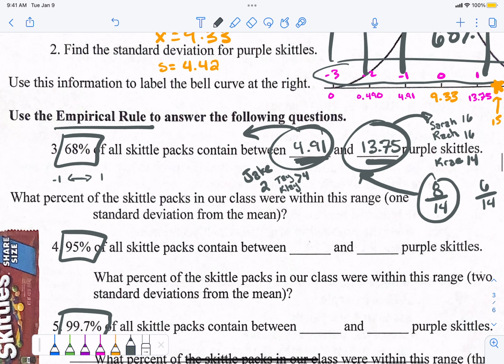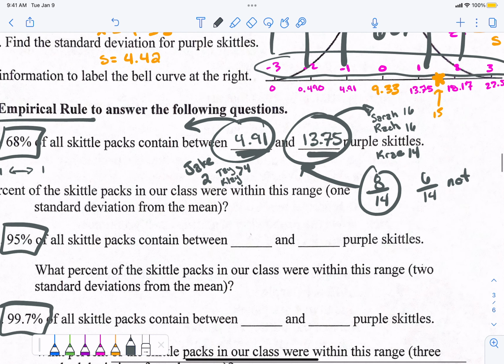All right, what percent of the Skittles packs in our class were within this range? We just kind of did that: 1 standard deviation from the mean. How many people were within the range? 8 out of 14, which is what percent? A little over 50. 57.14. So they estimate 68%. Our class was a little bit different than that. It was 57.14%.